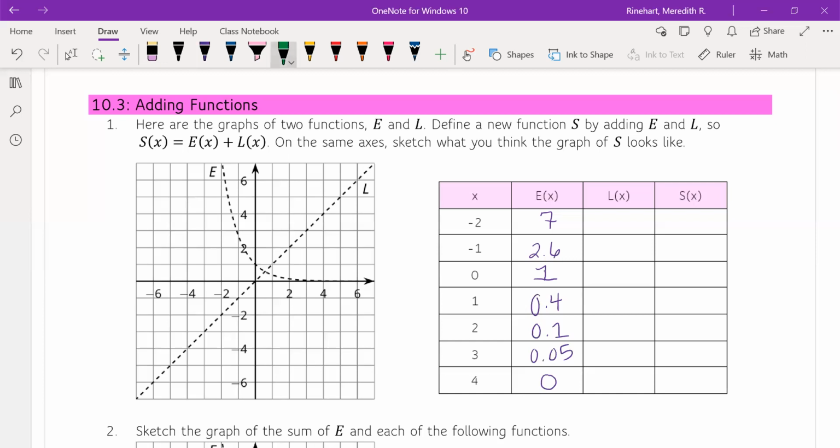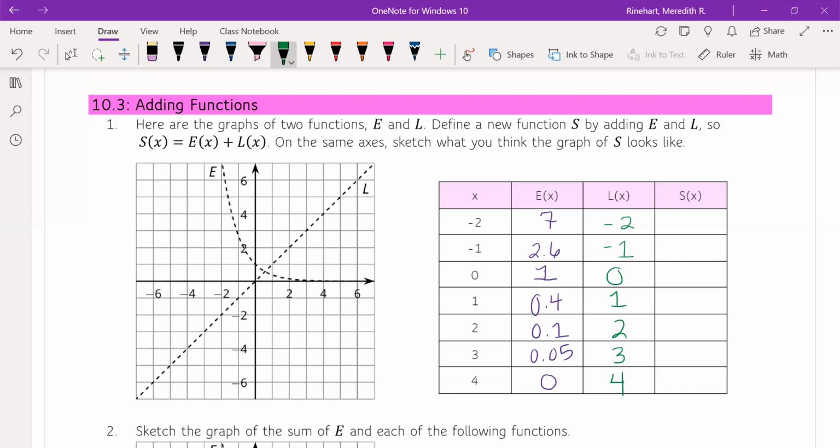Now let's do the same thing for L of x, the straight line. At -2, it appears that we are at -2. At -1, we're at a height of -1. At 0, our height is 0. At 1, our y value is 1. At 2, our y value is 2. 3 is 3, and 4 is 4.